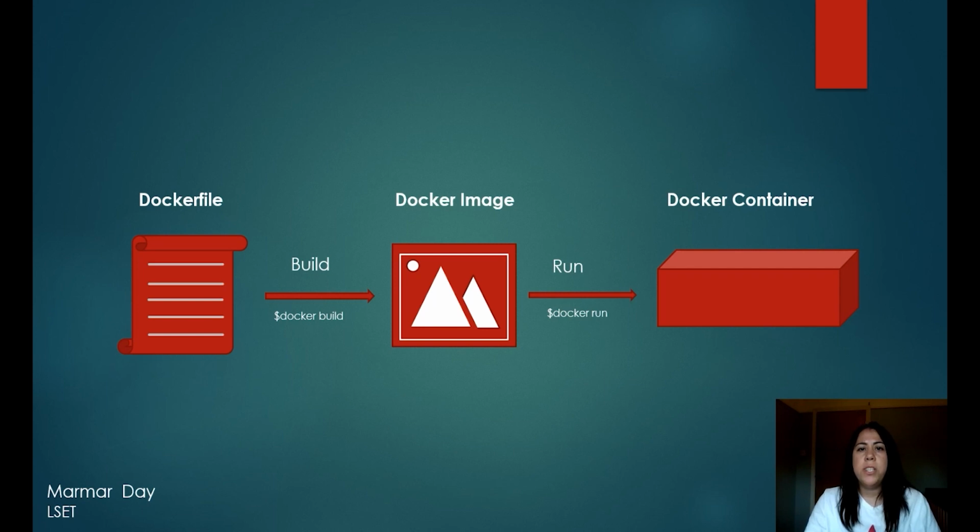A Docker image is a lightweight, standalone, and executable package that contains everything needed to run your application. It's built based on the instructions in the Dockerfile. A Docker container is a running instance of a Docker image. It's isolated from other containers and the host system, ensuring consistent behavior and preventing conflicts.